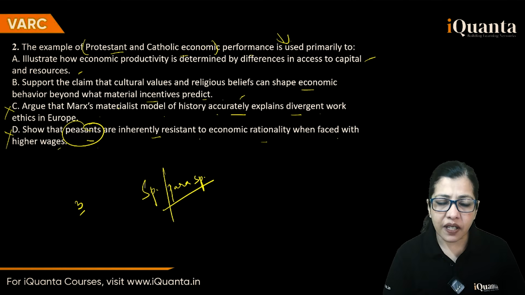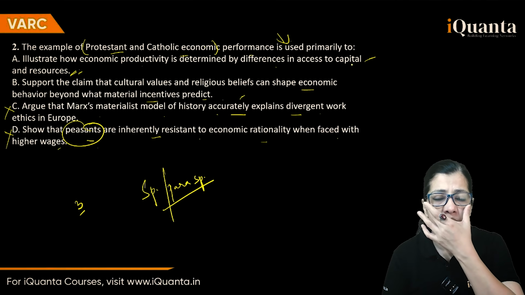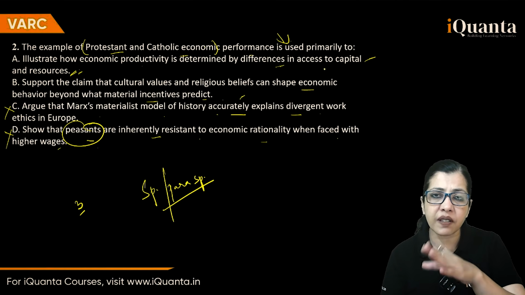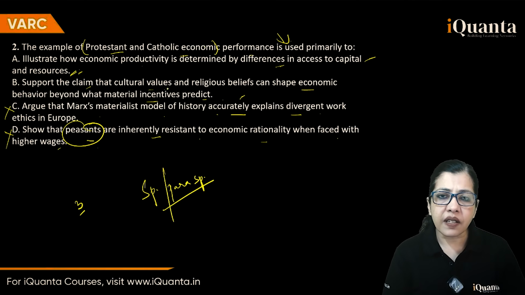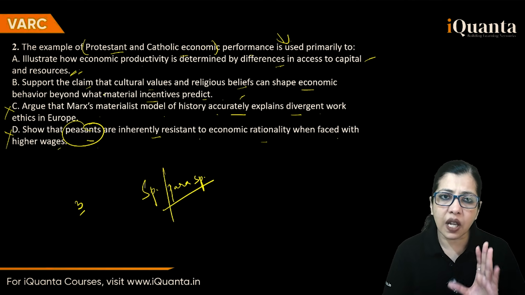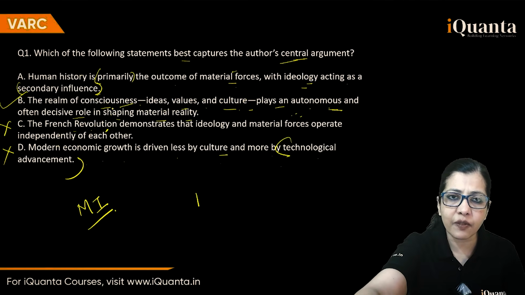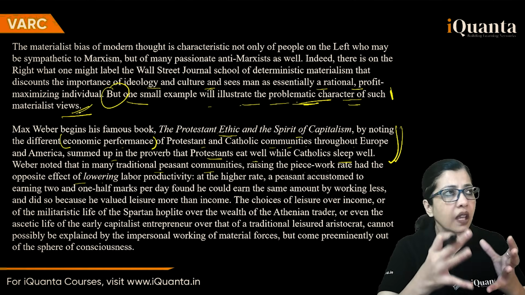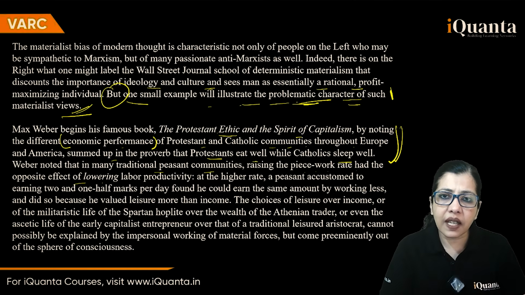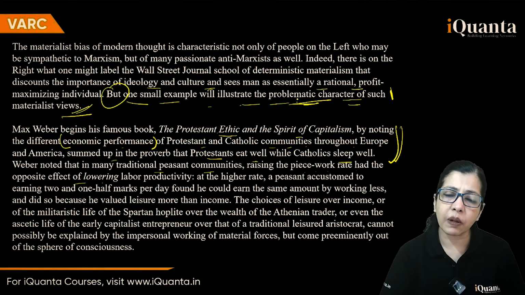Check the difference between A and B first. A: illustrate how economic productivity is determined by differences in access to capital and resources. Go back to that zone and start looking for capital and resources. Is it determined by differences in this? Is he giving you the reason for Protestant and Catholic differences because of this? B: is he trying to prove that cultural values and religious beliefs can also shape economic behavior beyond material incentives? Beyond material incentives, that means this. If you hold on to such materialistic views, one small example will show the problematic character.